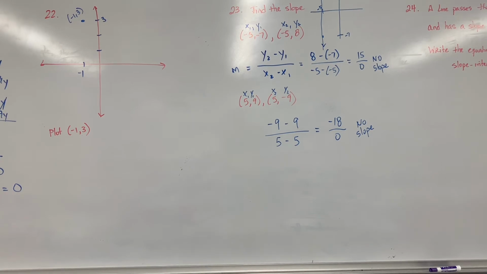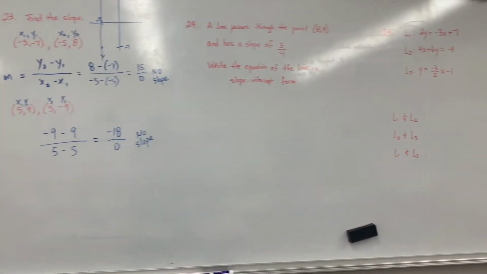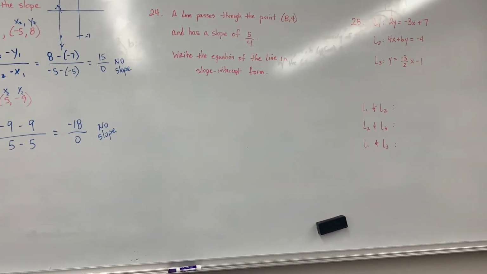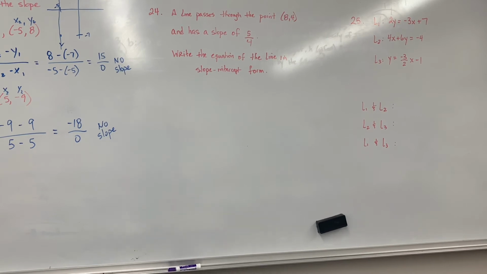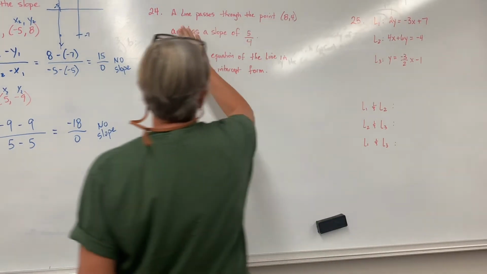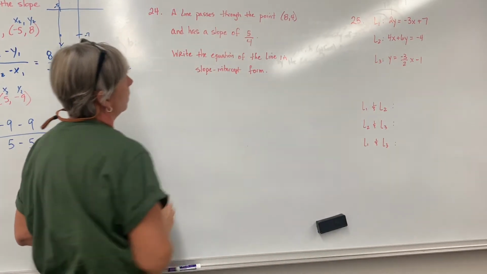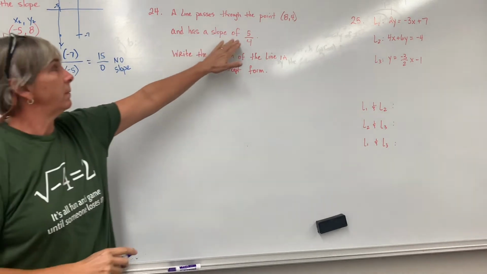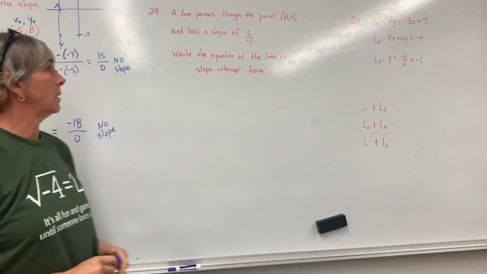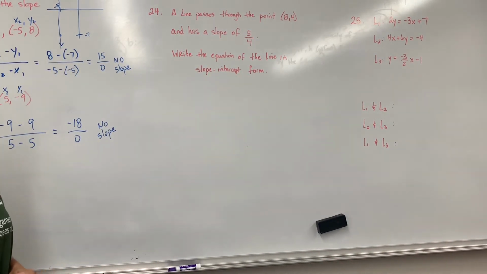So question 24. They give me some information about a line. They say a line passes through the point (8, 4) and has a slope of 5/4. Write the equation of the line in slope-intercept form.